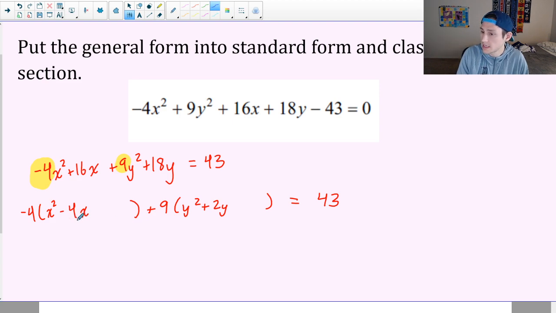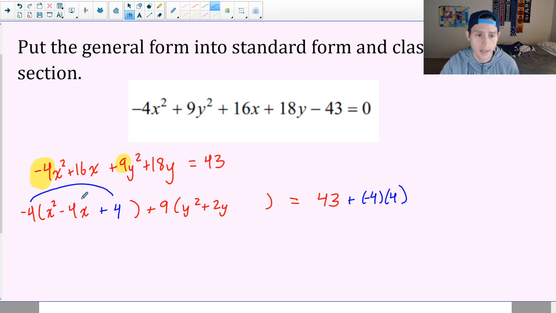b over 2 squared, negative 4 over 2 is negative 2. Negative 2 squared is 4. So on the right side, that's sort of a plus sign. On the right side, I don't want to just add 4. I'm adding negative 4 times 4 because there's this negative in. Okay. Don't forget this step. It's such a crucial step that will ruin everything if you don't. If you just add 4 on the right side, it's going to be so screwed up. So we have to remember, if we factored out something, multiply that with whatever we add in to complete the square whenever we add on the right side.